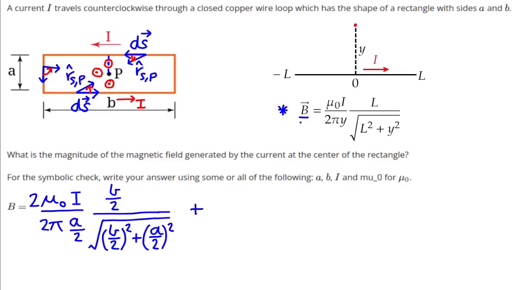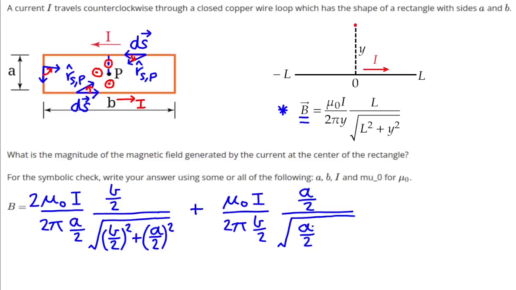So again using this expression, we have mu naught I over 2 pi, and this time the distance along the bisector is B/2, and that's multiplied by the half length of the wire, so in this case L is A/2, and that's divided by the square root of the half length squared, being (A/2) squared, plus y squared, which is (B/2) squared.